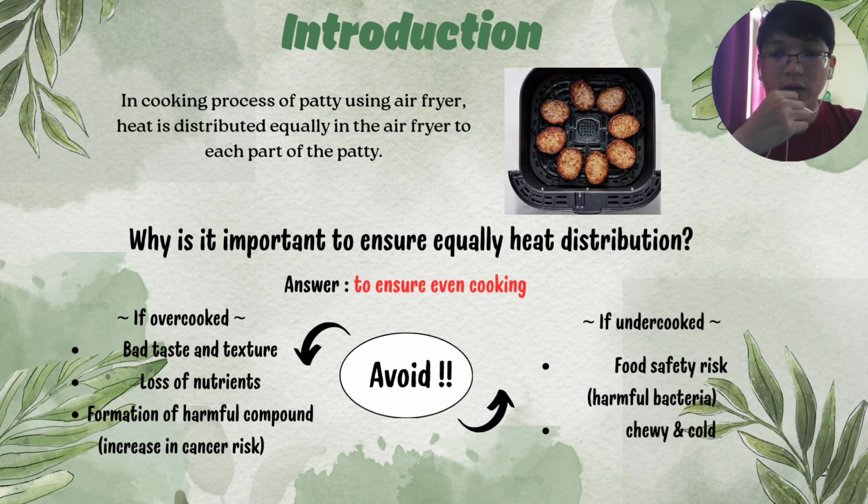If food is overcooked, it will have bad taste and texture, and the nutrients of the food will be lost. Besides that, the formation of harmful compounds in the food will also increase the cancer risk. If a food is undercooked, it will increase the food safety risk because of the harmful bacteria in the food, and the food will also taste cold and chewy.